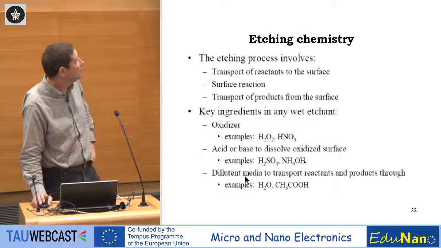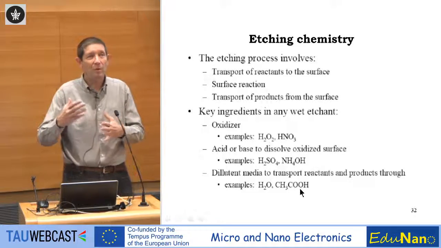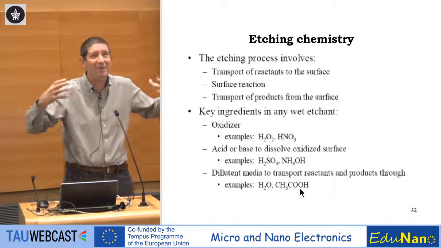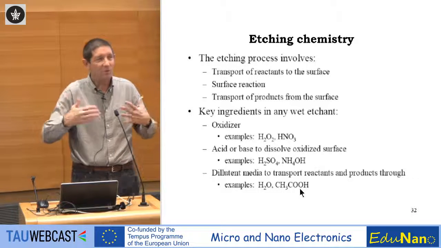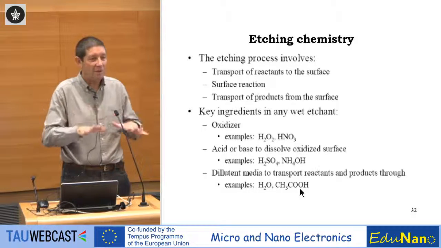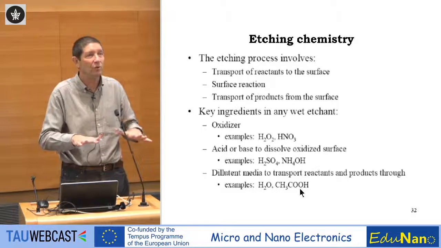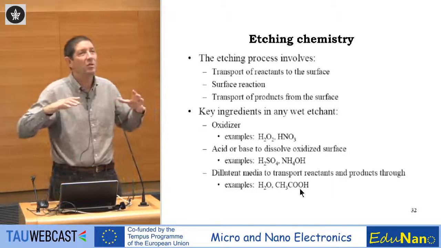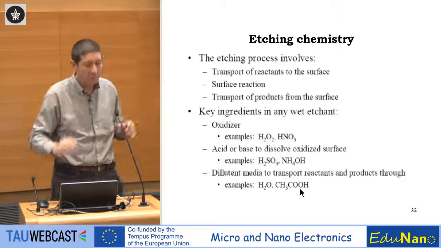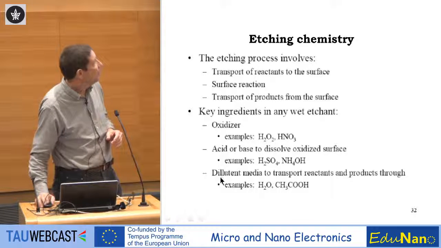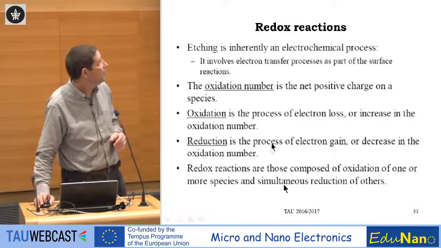And I need a dilutant material for the transport of the reactants. The product should diffuse out, so I need to give them some space. So I need to add what we call a dilutant. You see the trade-off. If I increase the concentration, the etch rate can be very fast, but then the out diffusion will be very slow, so the overall etch will be low. So there is some optimum concentration. If I go too high or too low, the etch rate is lower. For example, common dilutants are water, acetic acid, and similar materials.